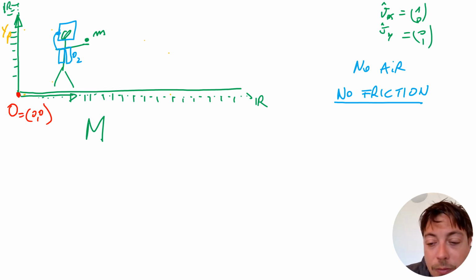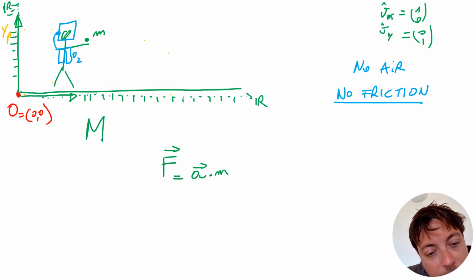Now, you see where I want to go, right? So, to make an object move, Newton's laws tell us that we need a force that acts upon the object, and the force is equivalent to an acceleration times the mass of the object. Okay?